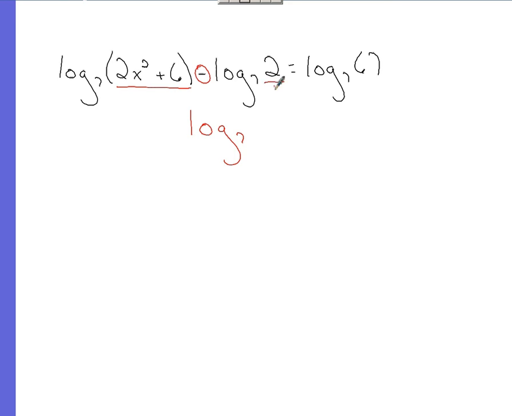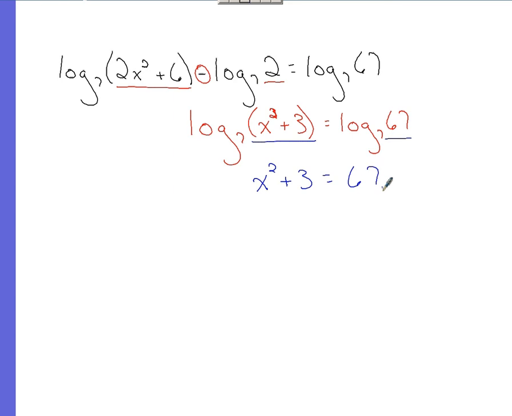Is it acceptable to divide that 2 through both terms as long as I'm dividing it through both terms? Sure. Take the 2, divide into both terms. You'd have x squared plus 3, right? So log base 7 of x squared plus 3 when we divide that out. That equals log base 7 of 67. Since the logarithms match up on each side, whatever follows each logarithm, those must be equal. We've got x squared plus 3 equal to 67.